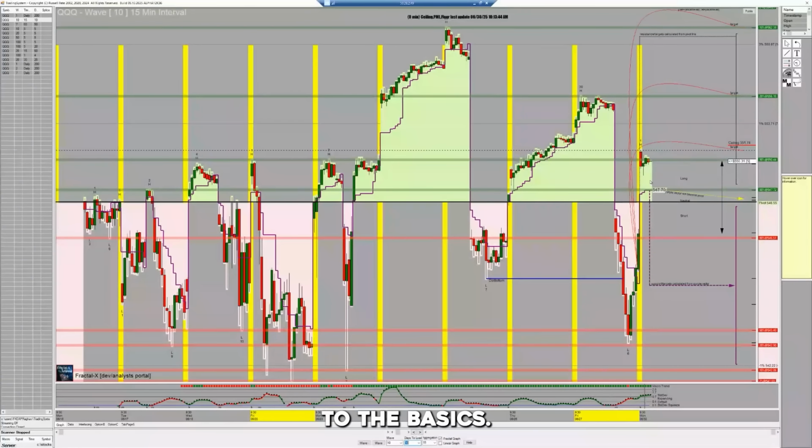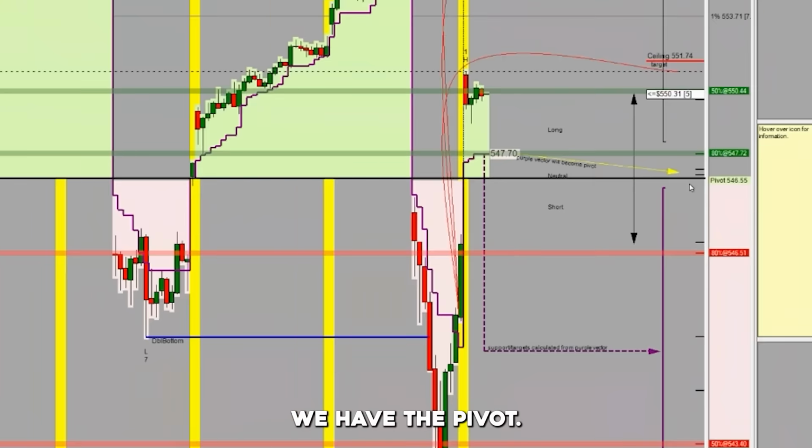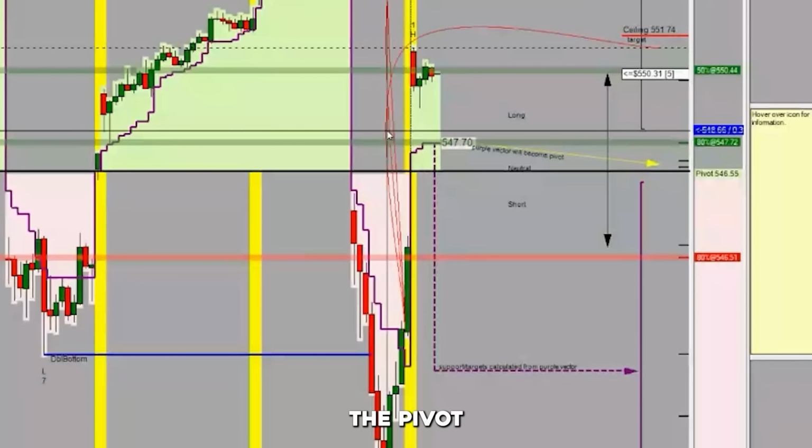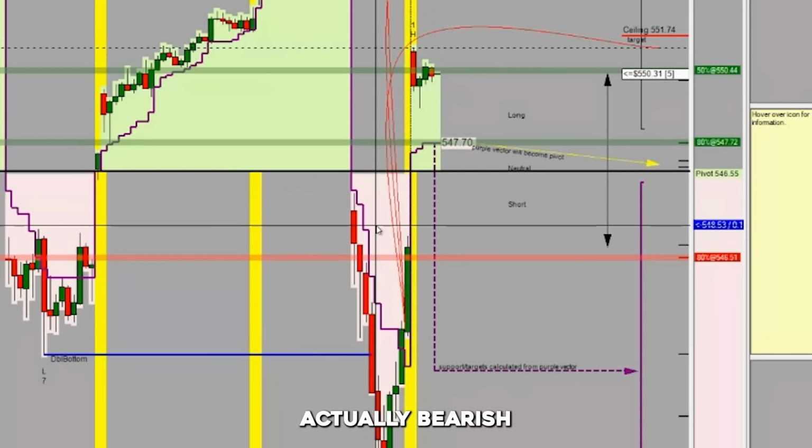So now we're gonna go to the basics. First of all, we have the pivot. You see the word pivot right here, 546.55. So that's your pivot. The pivot is like a neutral line. Pivot is neither bullish nor bearish. Above the pivot is bullish, and below the pivot is bearish.